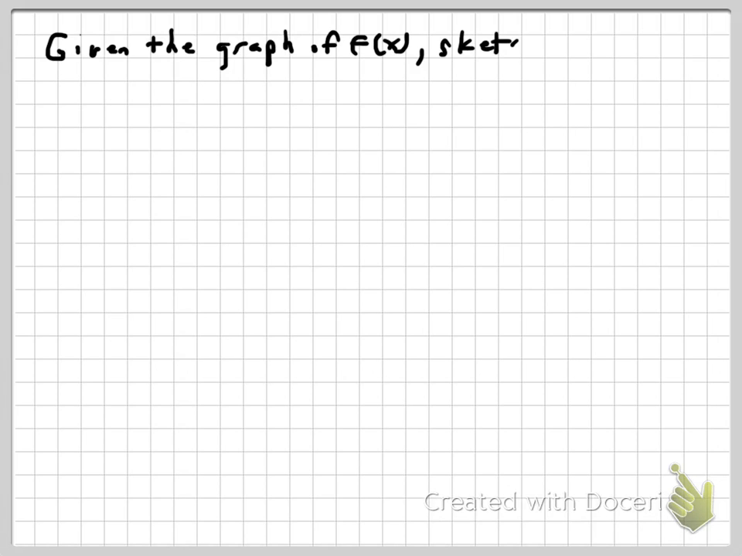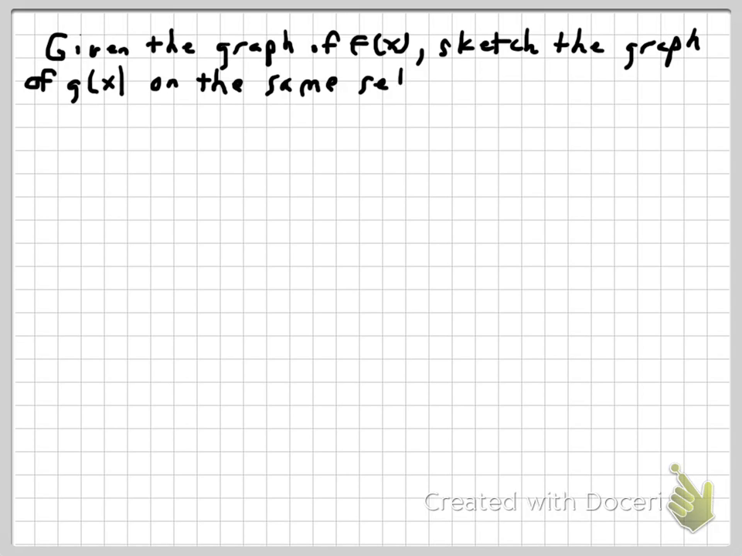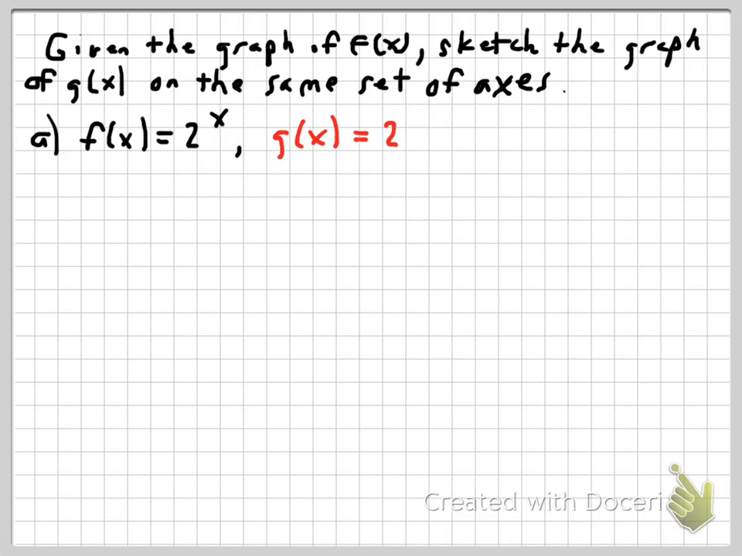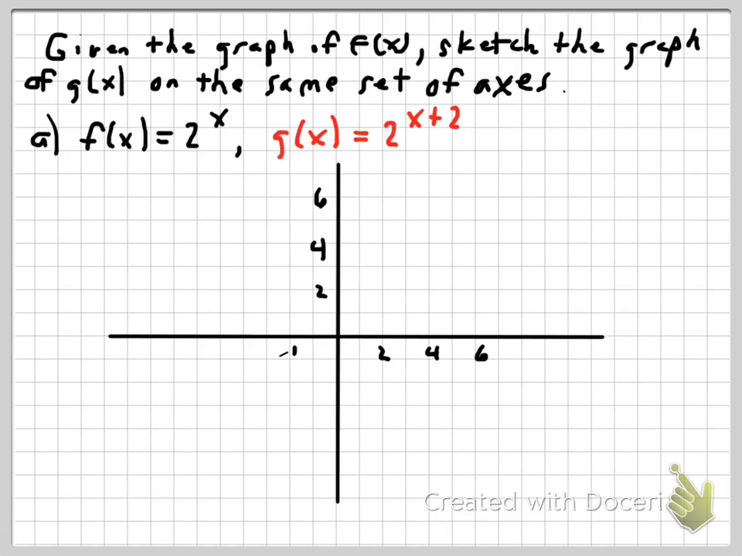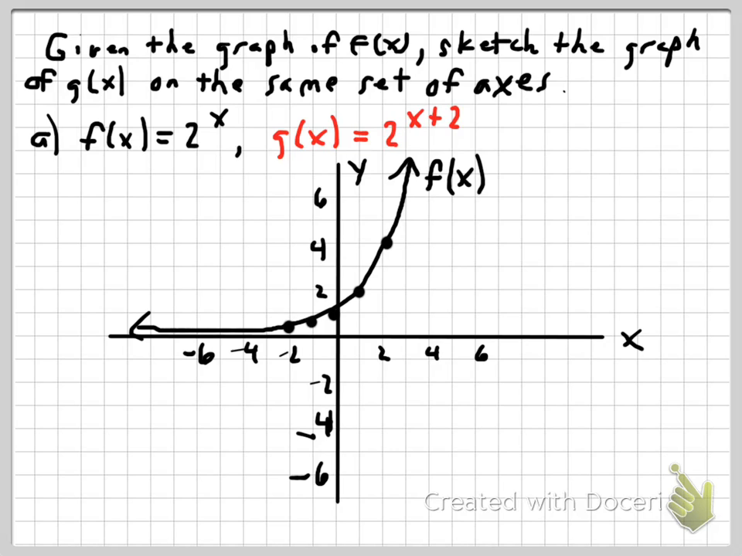Here's the first example. Lots of directions here. Given the graph of f of x, I'm going to want you to sketch the graph of g of x on the same set of axes. I'm giving you a function here, f of x equals 2 to the x power, and we're going to have a transformation of that, and then we're going to sketch the graph of the transformation given the graph of the original function. This is a lot to copy down, so I would suggest that you copy down the directions here and the graph that I've given you so far, then focus on how you actually do the transformation. Go ahead, take some time to do that.